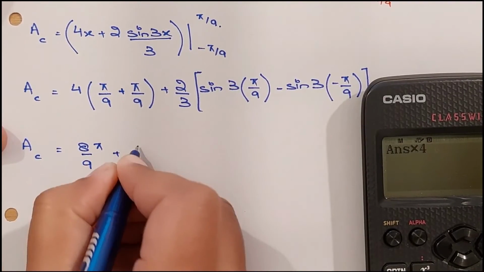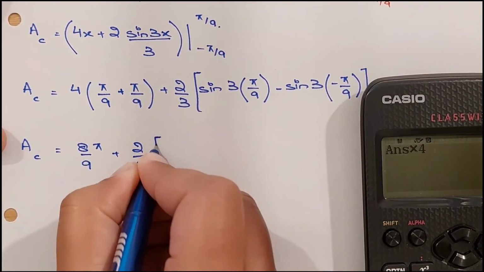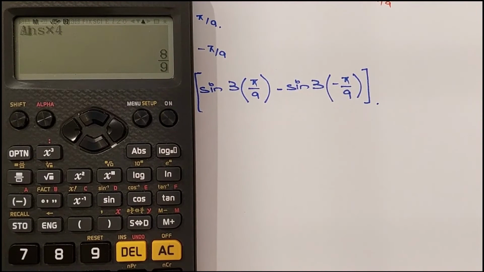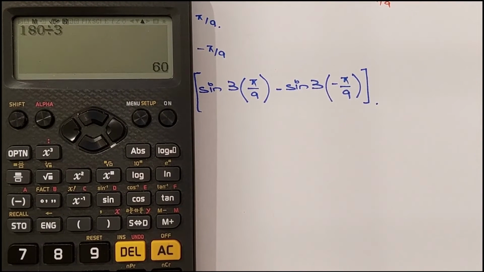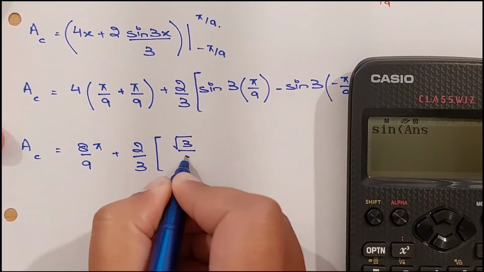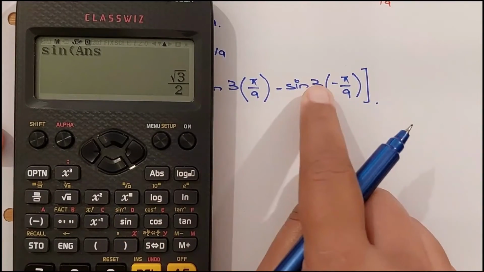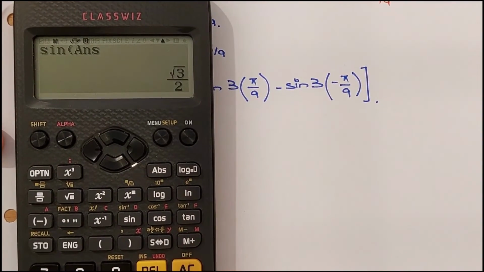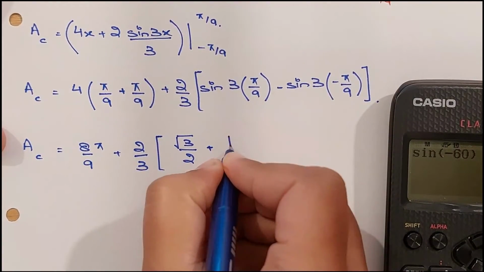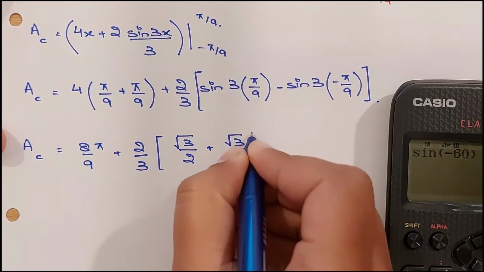Right, and then plus 2 by 3. Okay, so 3 times 3 is 9, so this is pi by 3. So 180 divided by 3, this is 60 degrees, pi by 3. So sin 60 is square root of 3 by 2. Subtract, 3 times 3 is 9 again. So we have pi by 3 is again 60, and sin of negative 60, this is negative square root of 3 by 2, and negative times negative is positive square root of 3 by 2.